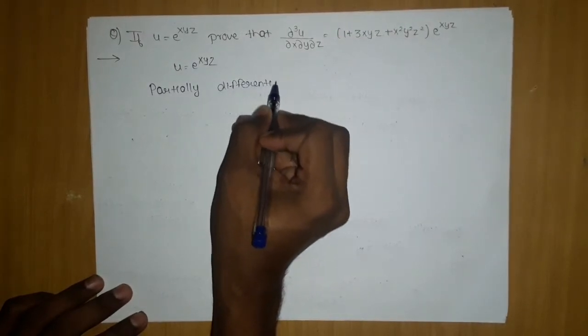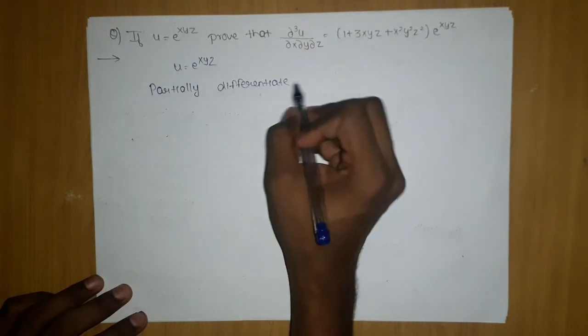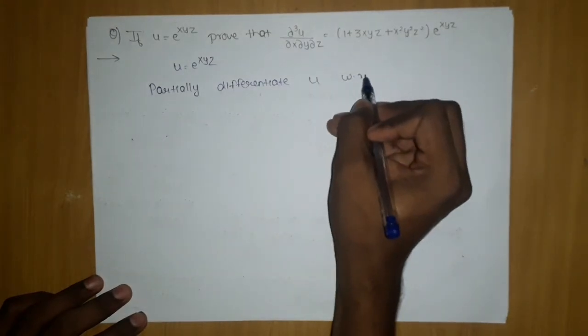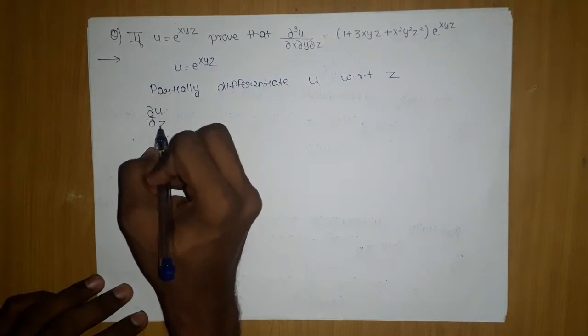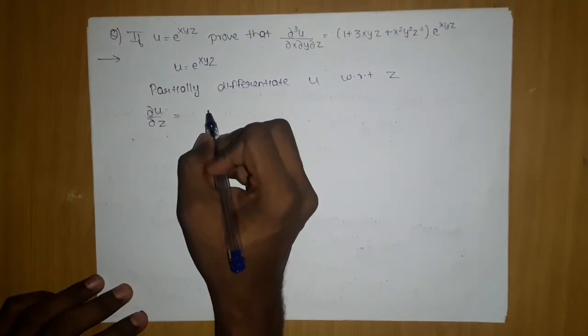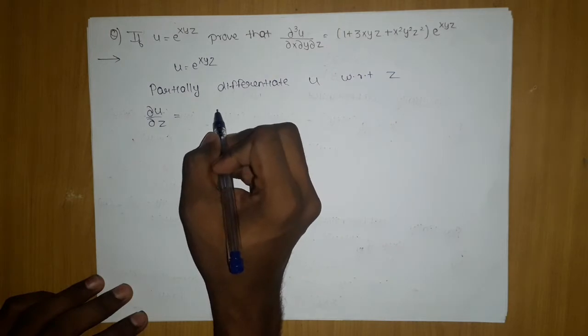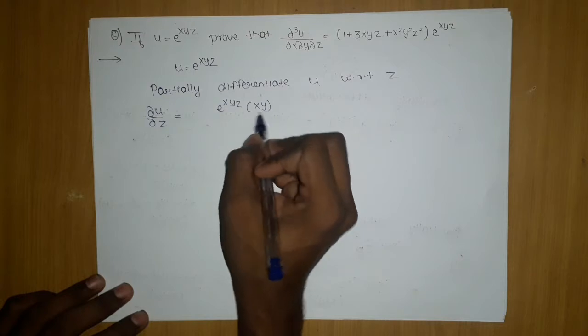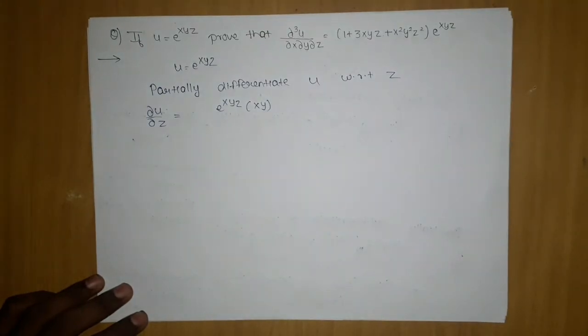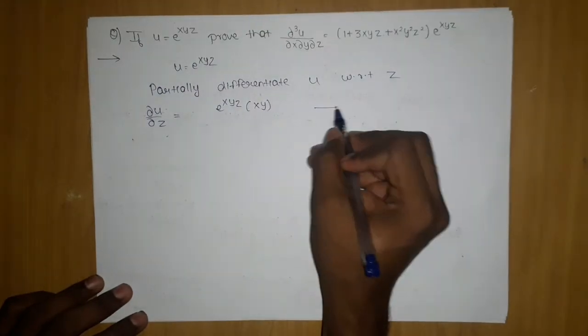Differentiate u with respect to z. What you will get, ∂u/∂z, will be nothing but, if I partially differentiate this, e^(xyz) into xy. Simple. We'll call it 1.